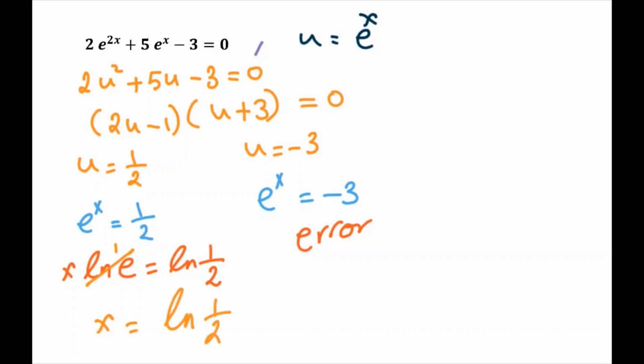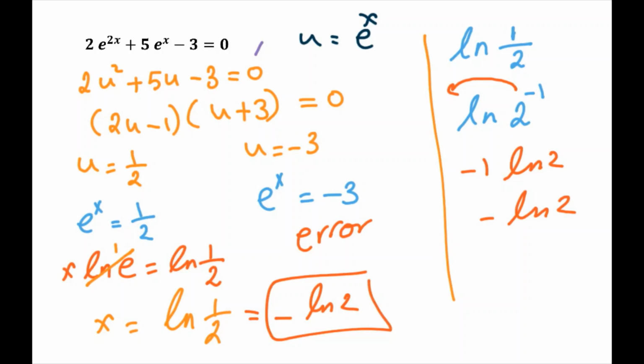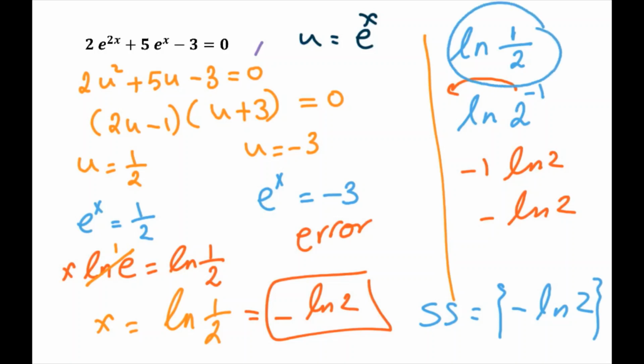That's not the simplest form, because ln 1/2, 1 over 2, can be written as ln 2 to the power of negative 1. 1/2 is 2 to the power of negative 1, right? Can take the negative out, so it's going to be negative 1 ln 2. That's basically negative ln 2. So that's your solution, okay? So your solution set is basically negative ln 2. Now again, 1/2 is 2 to the power of negative 1, okay?